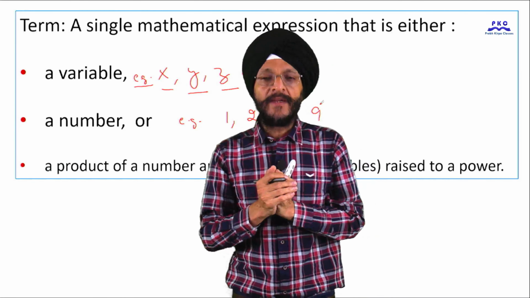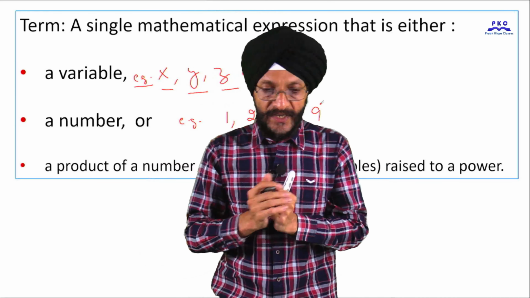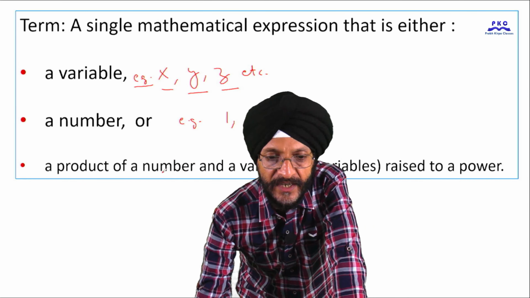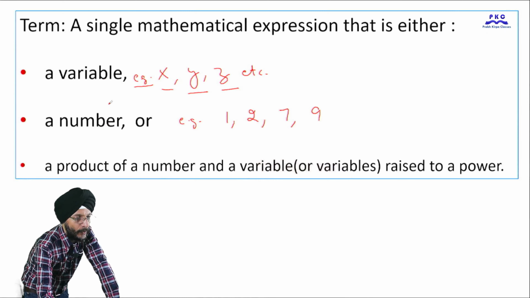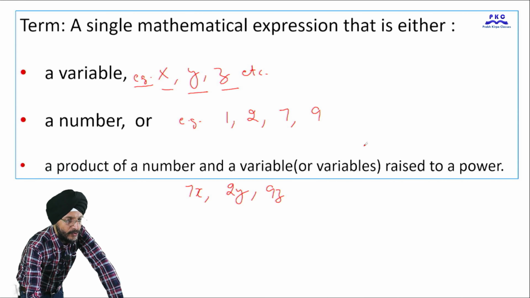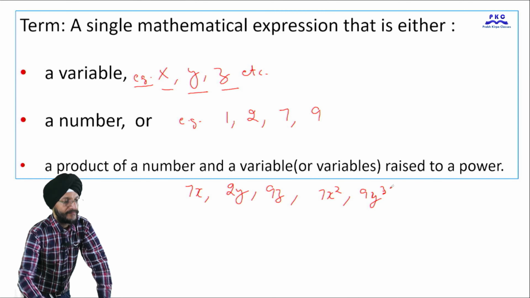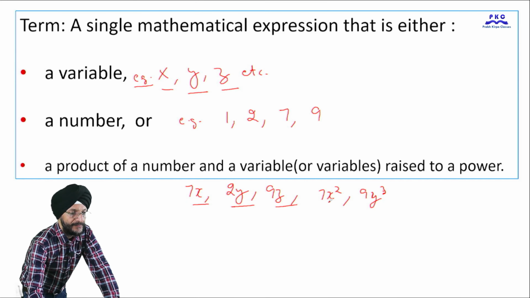The term may also be a product of a number and a variable raised to a power. What is its meaning? It means that it is the mixture of this and this, a combination of both. That is, the term can be say 7x, 2y, 9z. Next, it can also be raised to a power. That is, examples of term can be 7x raised to the power 2, 9y raised to the power 3. These are all examples of terms.